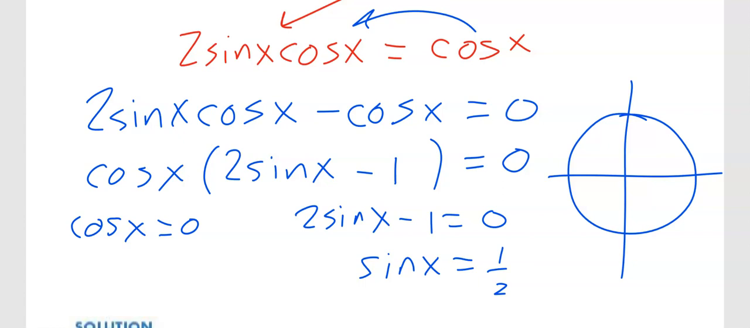Sometimes you have 2 things multiplied together that equal 0. And what do you know? You have those things. Absolutely.